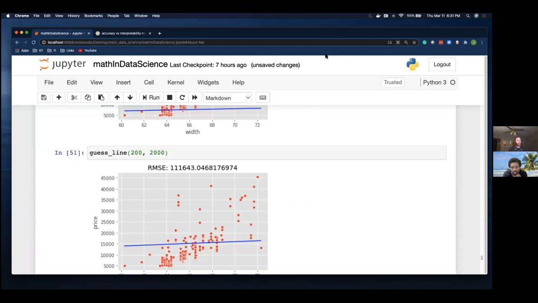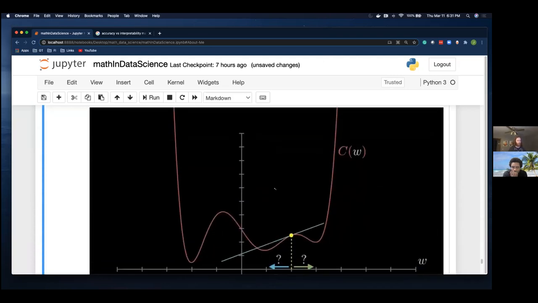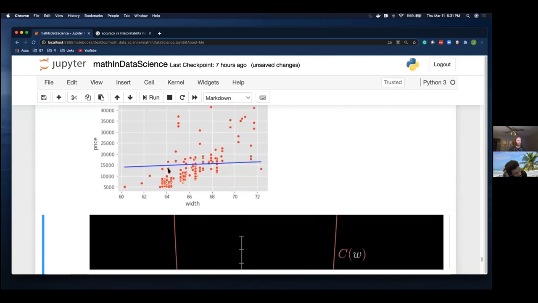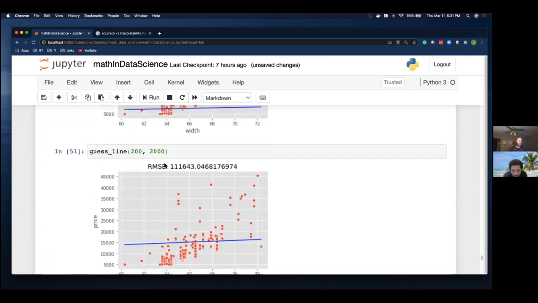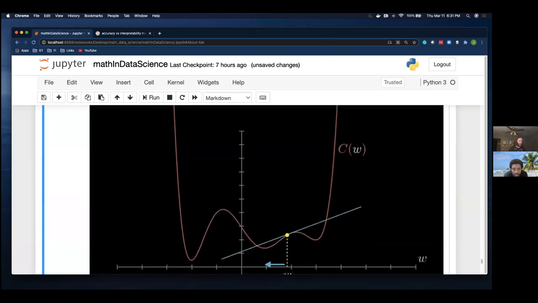Let's not guess anymore. Let's actually find out what the actual slope and intercept are. Before we do that, I want to quickly talk a little bit about optimization. The way optimization works is, you saw that I tried different values, and these different values produce a different root mean squared error. And what that does is it creates this function.